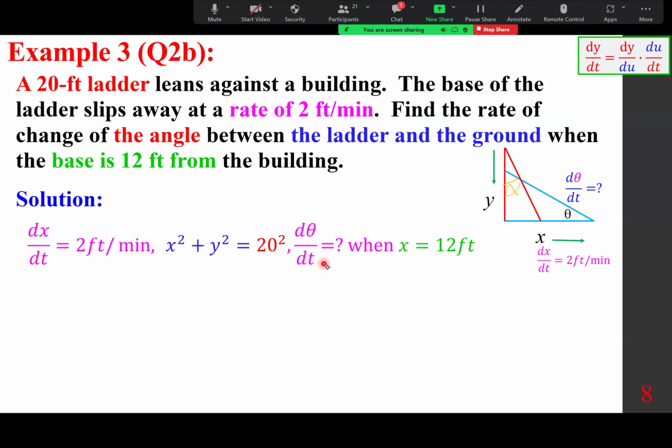Now, generally speaking, you want to find a way to relate the quantities that can give rise to the answer. And in this case, you want to relate the quantities x and theta. So, reminding everyone of the concept: sine theta is the opposite, y, over the hypotenuse, 20, and cosine theta is the adjacent over the hypotenuse, or x over 20.